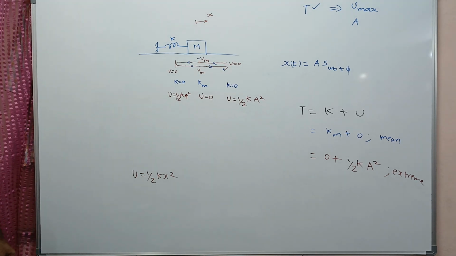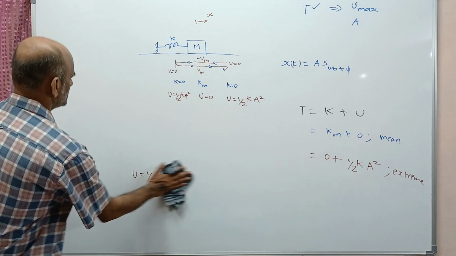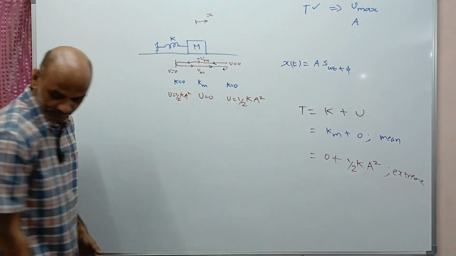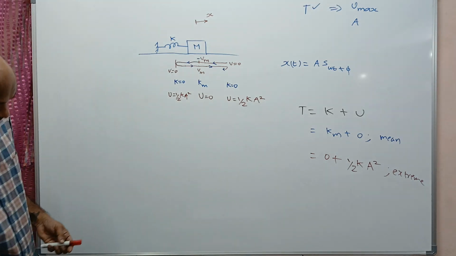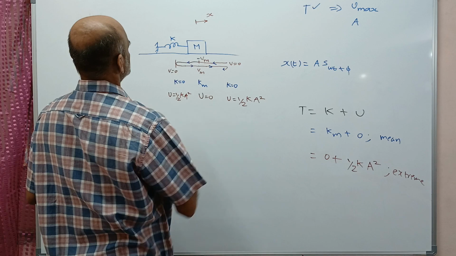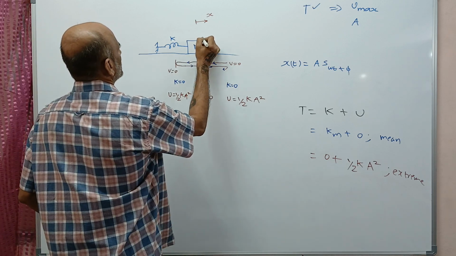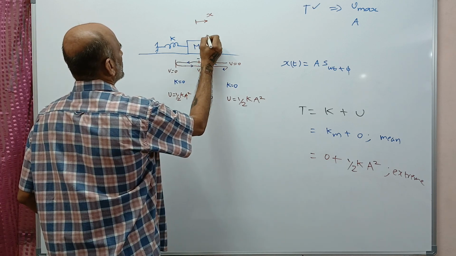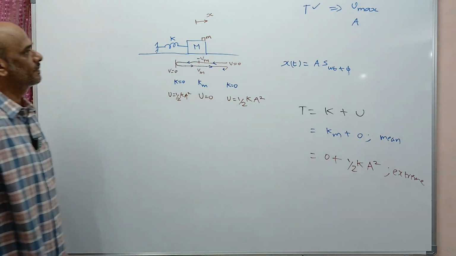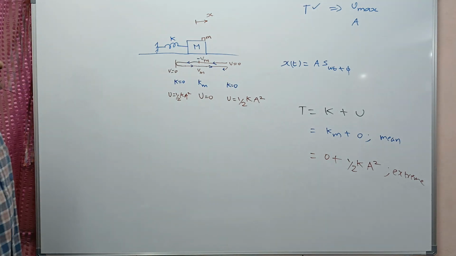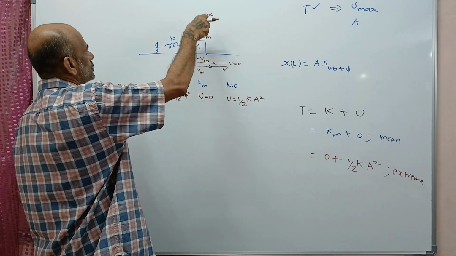There is one more basic concept that's required for this question, which is conservation of linear momentum. This block is oscillating like this, and I place a small mass, small m, on top of this one. Initially, the small m is at rest. I just drop it on this one.